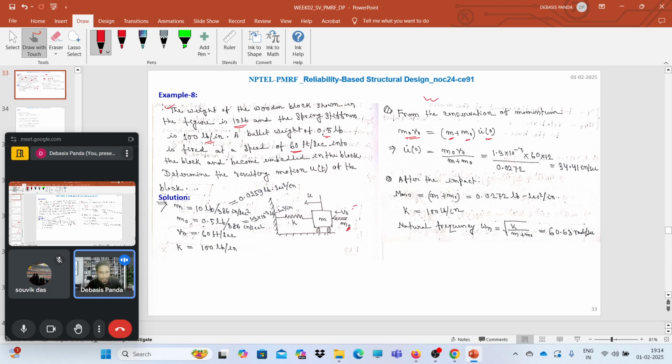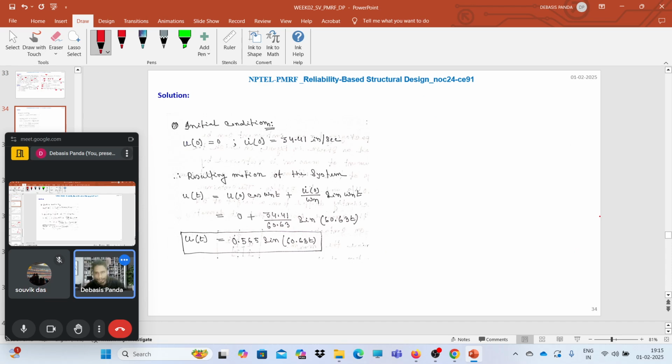So here, if we simplify the equation, u dot naught is equal to 34.41 inch per second, right? That means that is the initial velocity the bullet initiated in the system. Now, after the impact, the mass will be the total mass, the stiffness will be this, and the natural frequency will be the square root of k by (m plus m naught), and that comes as 60.63 rad per second, right?